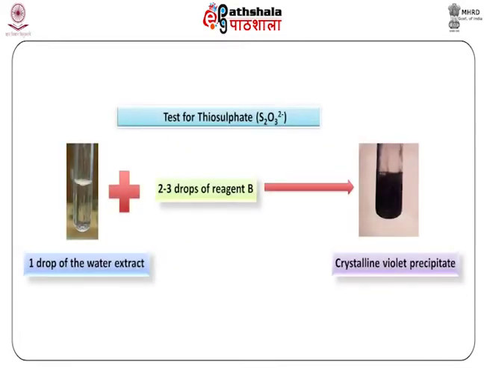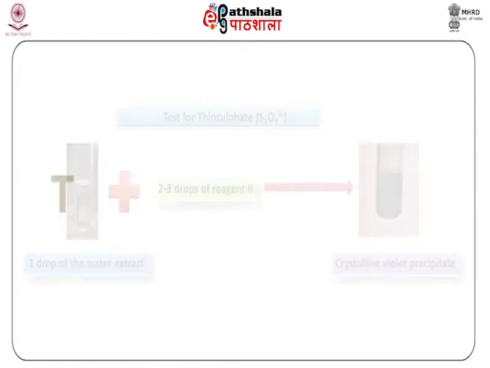Put 1 ml of the neutral or slightly alkaline water extract in a fresh test tube. After this, add 2 to 3 drops of reagent B to it. Formation of crystalline violet precipitate indicates the presence of thiosulfate.